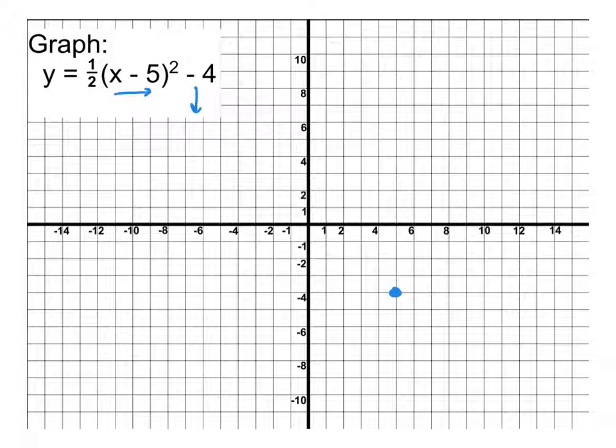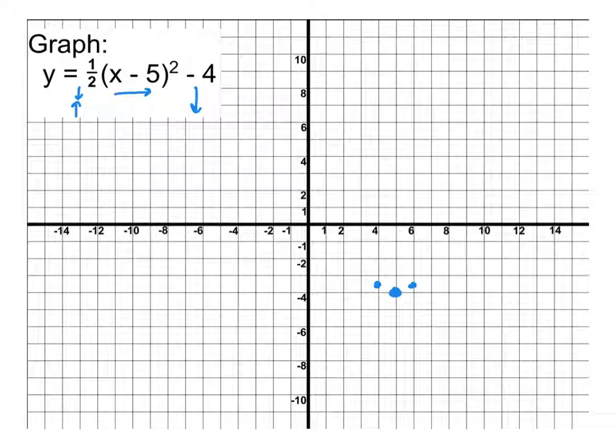But what about the 1/2? What do we call the 1/2? All right, and so yeah, the 1/2 is a vertical compression by a factor of 1/2. So it's squishing our graph in from the top and the bottom towards the axis there. Now what that means for our graph here is that instead of going up 1, I'm only going up 1/2.